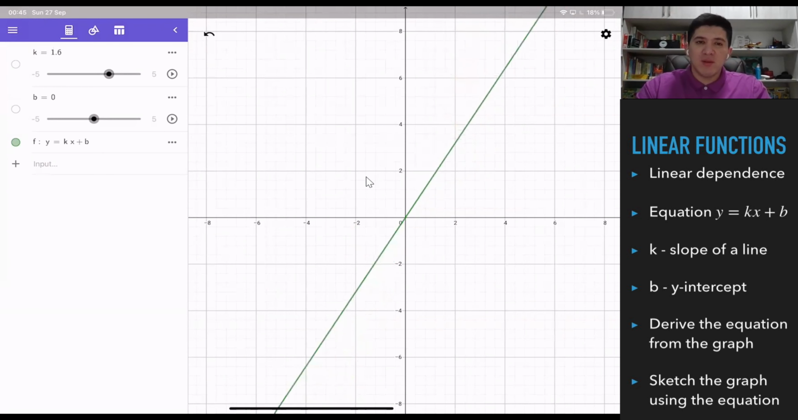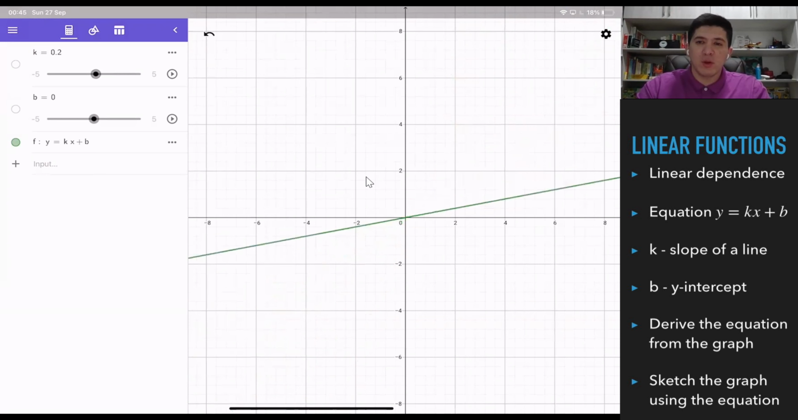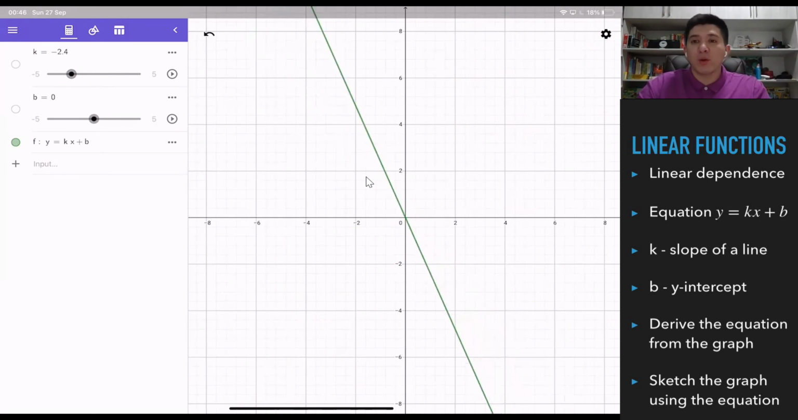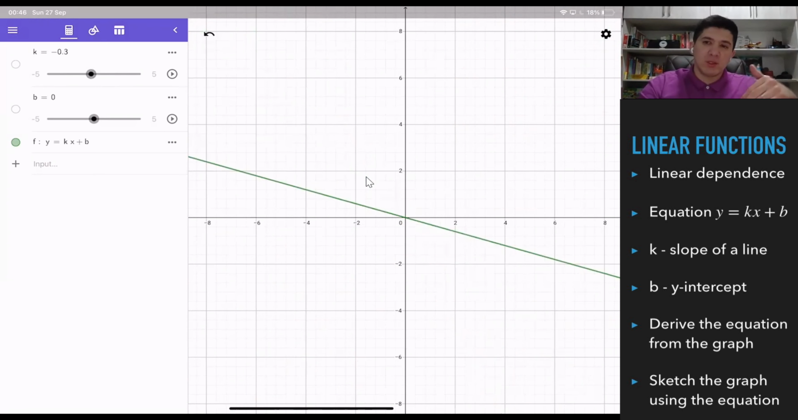And if I decrease this, if it is less than 1, it goes towards the x-axis. If I make it negative, then again it's going to be this kind of line where you can put your right hand on top of it. And again, if you increase its absolute value, it rotates towards the y-axis. If you decrease its absolute value, it rotates towards the x-axis. So this is how k changes your line.